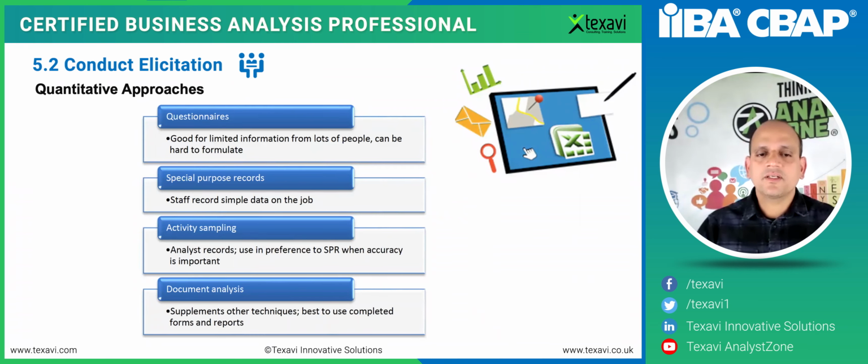Special purpose records, staff records. People do it themselves in activity sampling, and a special purpose record is, for example, like a diary where you note how many people have come in. It's like the shop security persons do this, right? So how many people, footfalls, they use the clicker to keep track of how many people have come into the shop.